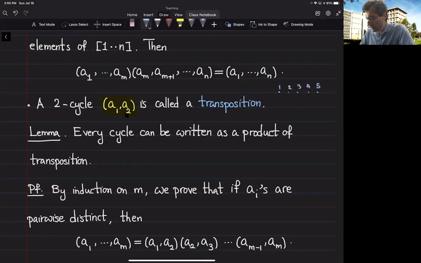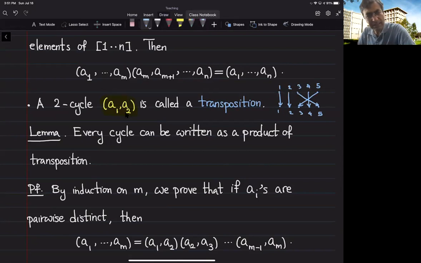Let's say I'm going to write down the transposition that flips 3 and 5. Then it is like this: 1 goes to 1, 2 goes to 2, but now I have a kind of cross. 3 goes to 5, and 5 goes to 3, and 4 goes to 4. So I'm flipping two values. That kind of permutation is called a transposition.